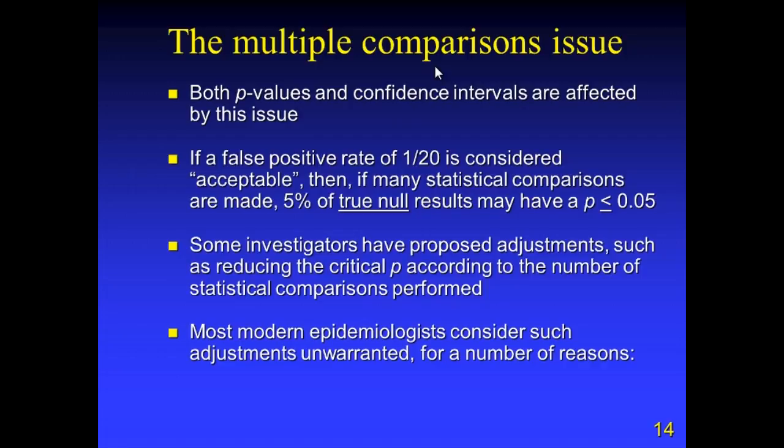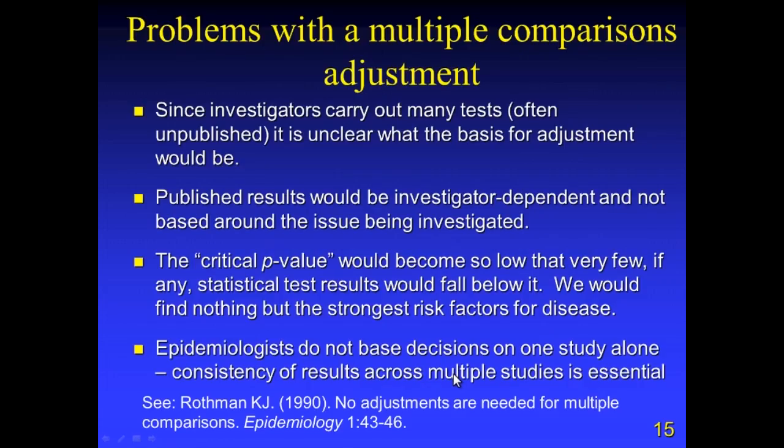So this to some extent is a difference in perspective between statisticians and epidemiologists. Most modern epidemiologists don't consider that it's necessary to make any corrections, for several reasons. This was best summed up, I think, by a paper by Ken Rothman, who's really been one of the leading epidemiologists of our era. He wrote this paper called "No Adjustments Are Needed for Multiple Comparisons," and that really says it all. We will make his paper available to you because it's definitely worth reading.